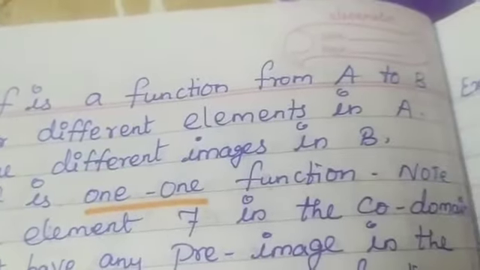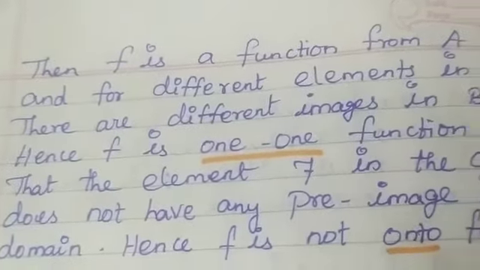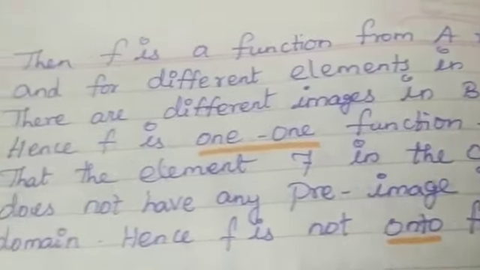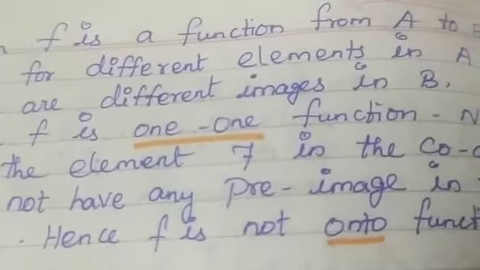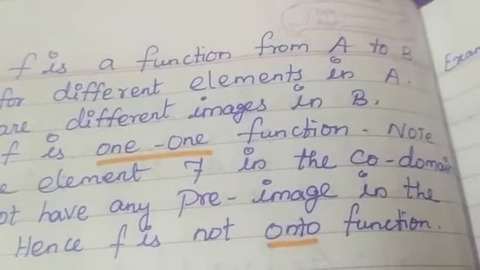Then f is a function from A to B and for different elements in A, there are different images in B. Hence f is 1 to 1 function. We have to note that the element 7 in the codomain does not have any pre-image in the domain. Hence f is not onto function.